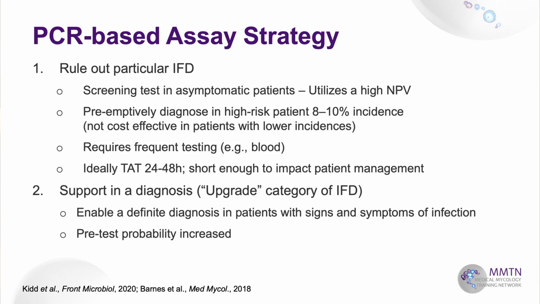And in that, you really need to have an incidence of about 8 to 10%. It doesn't make sense, it's not cost-effective to do a screening approach in patients with a lower incidence of disease. So because we want to screen patients, the most sensible sample to use is a blood sample, because we can draw blood quite regularly. And ideally, you want these types of tests to have a turnaround time of only about 24 to 48 hours. So you want the clinicians to withhold treatment till you actually get the results back. So short enough to actually impact therapy or impact patient management.